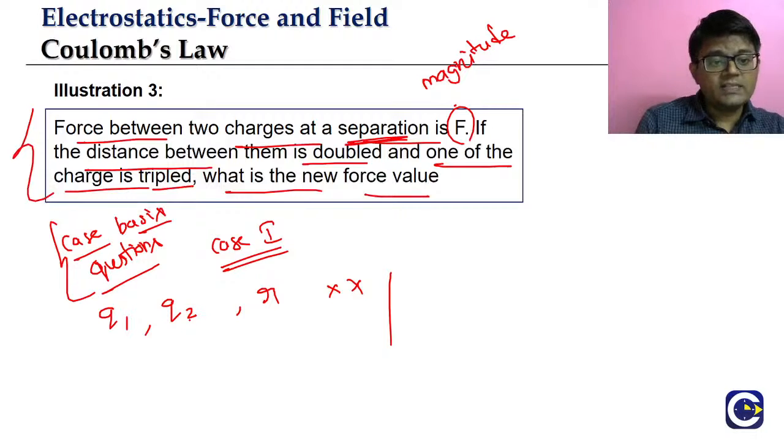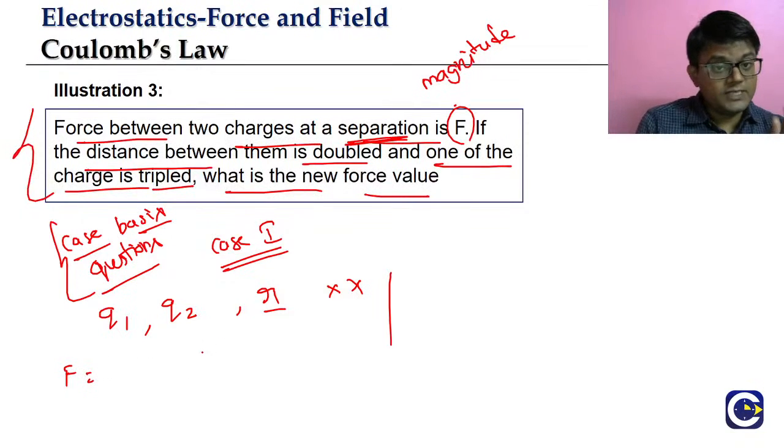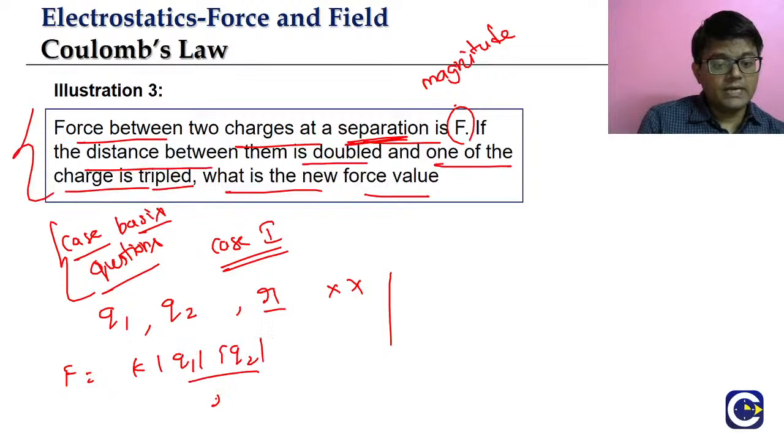So whatever variables we need, we must first assume all of them. Let the charge values be q1 and q2, and the distance between them be r. The force between them, the force magnitude, is k into mod q1 into mod q2 by r square.